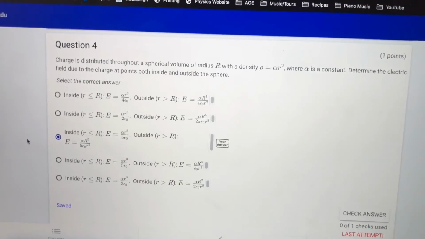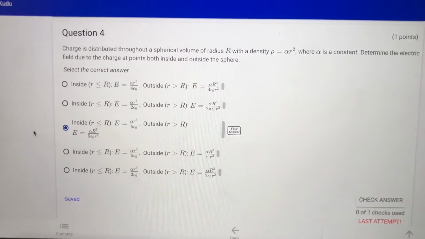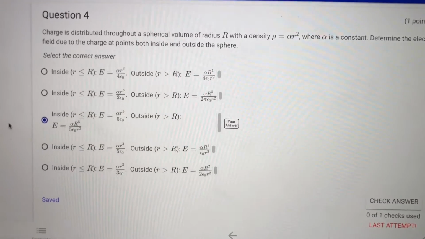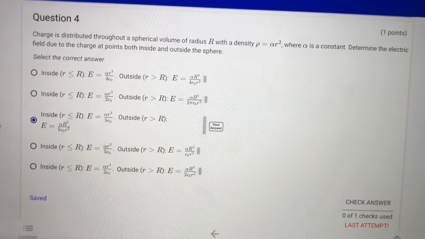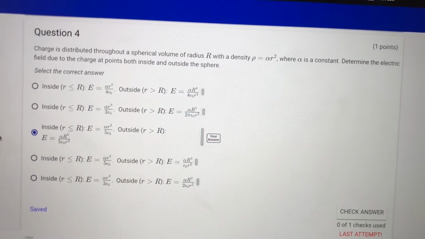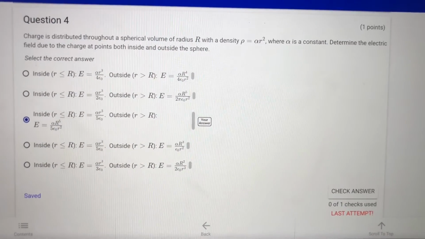Right, today we're taking a look at question 4 for recitation 8. We're trying to find the field as a function of the radius, either inside or outside the bounds, the radius of a spherical volume with a specific charge density. Since it's spherical, we know it's going to have spherical symmetry.